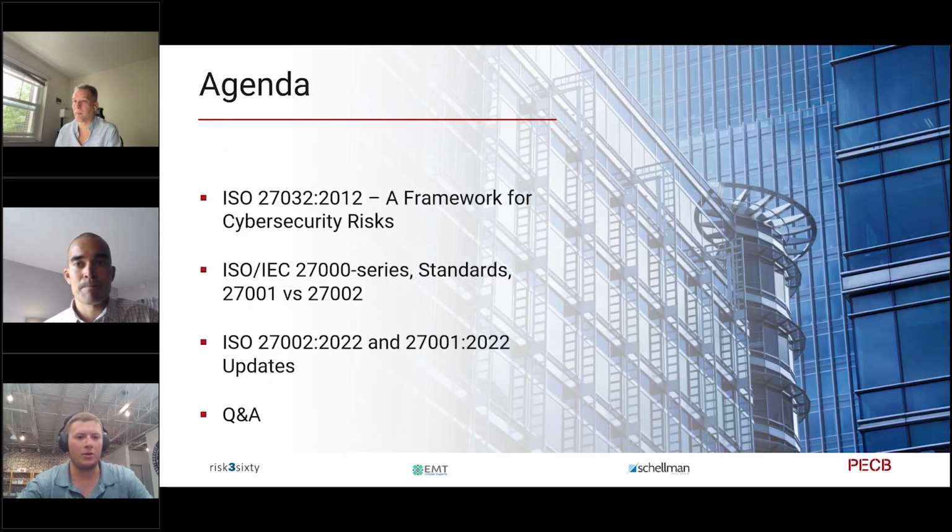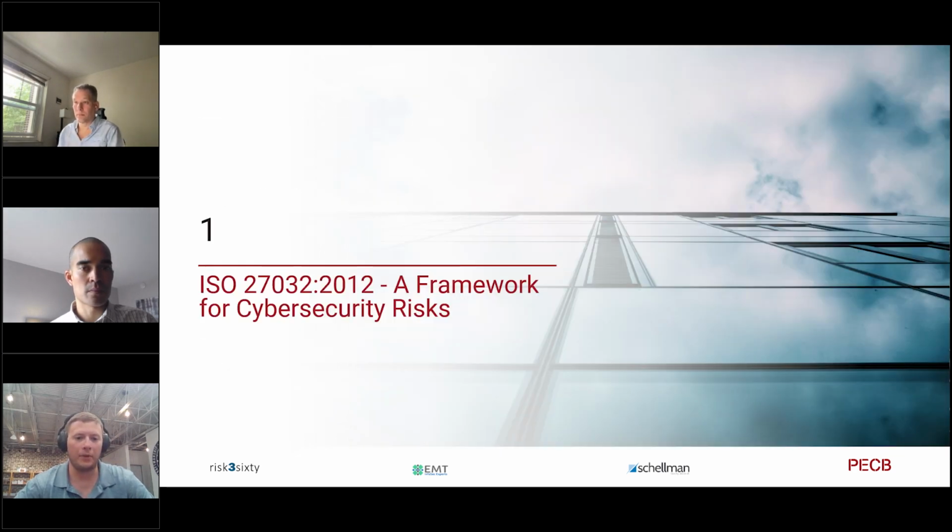All right. So our agenda today is covering, again, 3 standards. We're going to talk about 27032, which is really a framework for cybersecurity risks. I'll be covering that topic. Eric's going to be going over the 27001 and 2 standards, how those relate, sort of things you need to know about those. And then Danny's going to be covering some really important updates to 27002, which you all may or may not know about, and expected updates to 27001. And then we'll leave a little bit of time towards the end for Q&A. So, great. All right, so we'll jump into the first slide here.